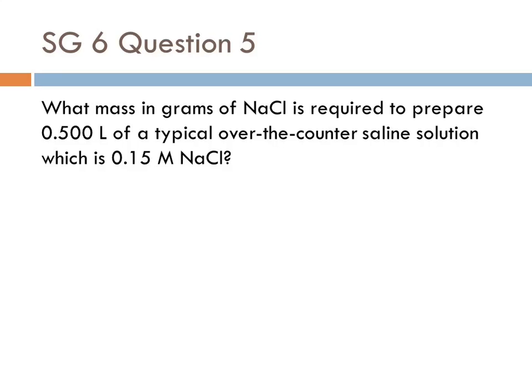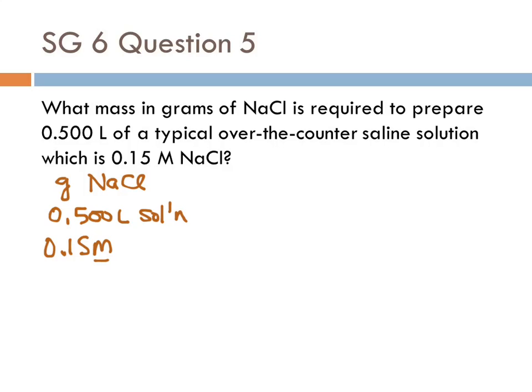What do we do? Well, what are we looking for? We're looking for grams of NaCl. That's what we're trying to find. They're telling us we have 0.500 liters of solution and that it's 0.15 capital M. Okay, don't write the capital M, or if you do, also write it this way, 0.15 moles per liter.